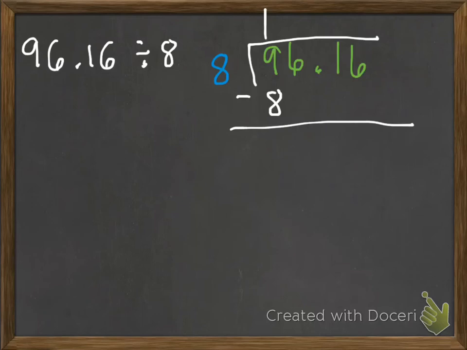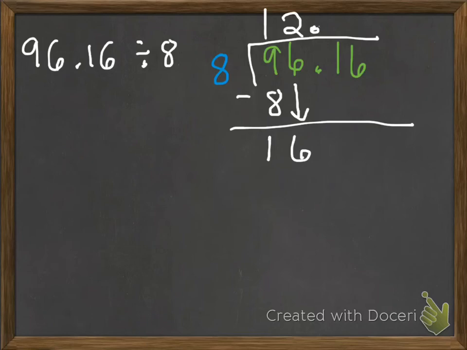Subtract. It's going to be 1. Now let's bring down our 6. 8 goes into 16 twice. Twice. And you know what? I forgot my decimal again. Why do I keep forgetting my decimal? There it goes. Okay, hopefully you're not forgetting your decimal like I am.